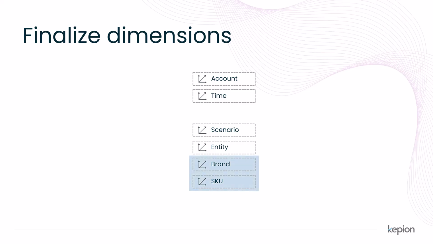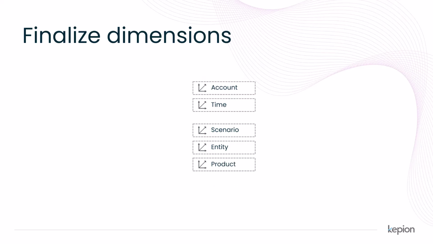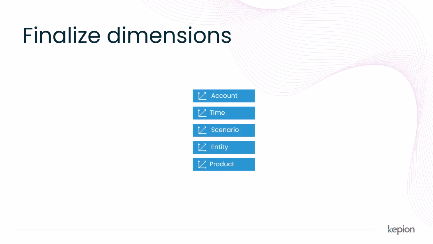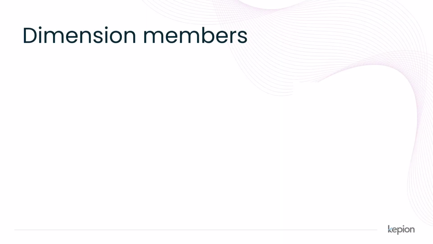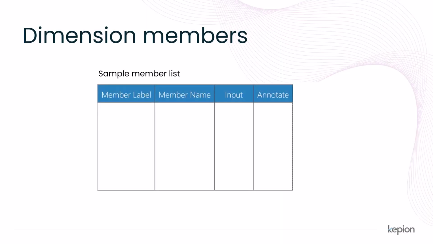The brands and SKUs we know are related as a SKU belongs to a brand, therefore they can belong to the same dimension. We'll call it product. As none of the others could be easily combined, these are the 5 dimensions we'll use in this application. Now we need to define all the members within each dimension.